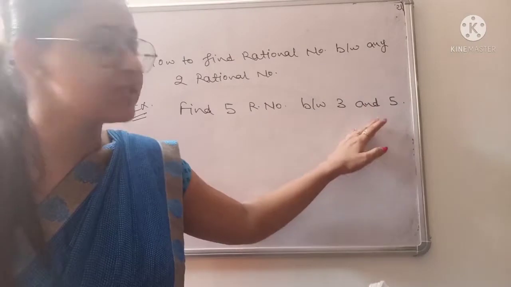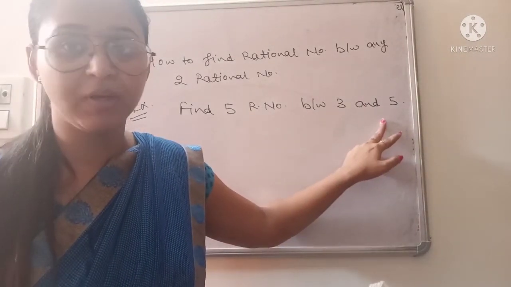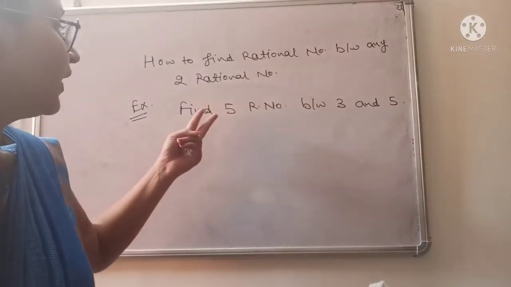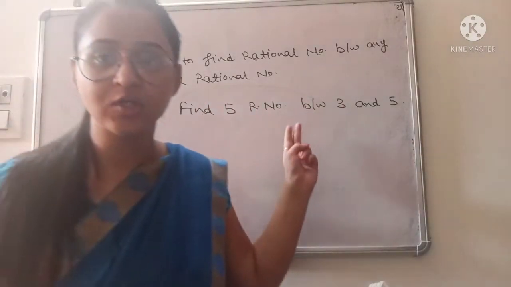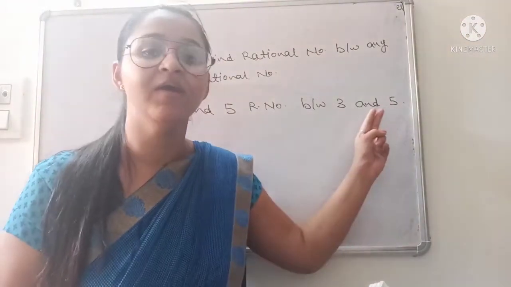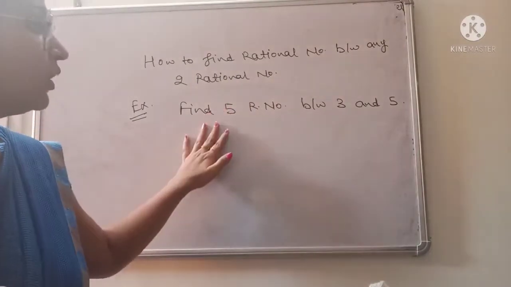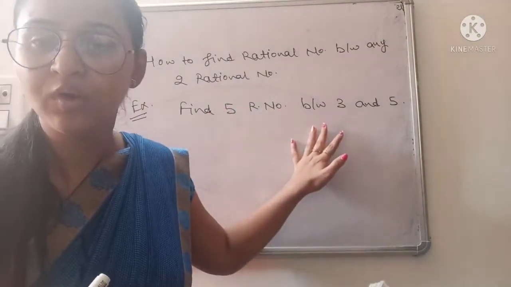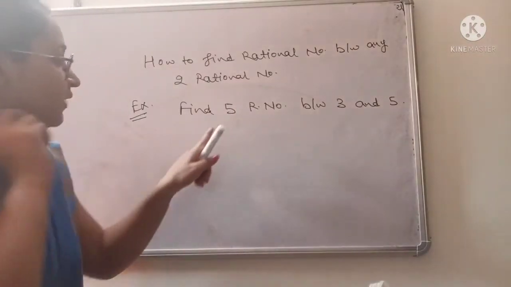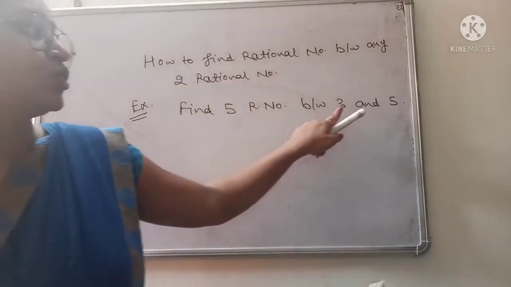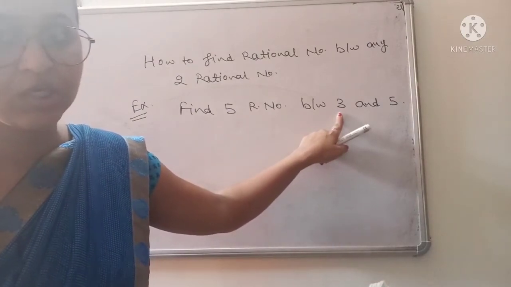On seeing it the first time, you will say only 4 is there between these two numbers. But we have not been asked to find natural numbers in between. If you ask how many natural numbers exist between 3 and 5, then the answer will be only one, that is 4. But we are able to find many more rational numbers between these two. How? First of all, see that we have to find 5 rational numbers. So it is not easy to directly find the rational numbers in between.